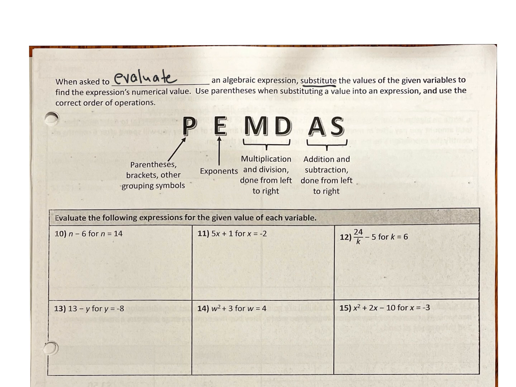Remember, it's often useful to use parentheses when substituting a value into an expression because sometimes it's not just a singular number value, and to use the correct order of operations. On your notes, I included just a reminder of our order of operations. So remember, we're always going to take care of P, which is any of our grouping symbols first. And then within the parentheses, we're going to follow order of operations.